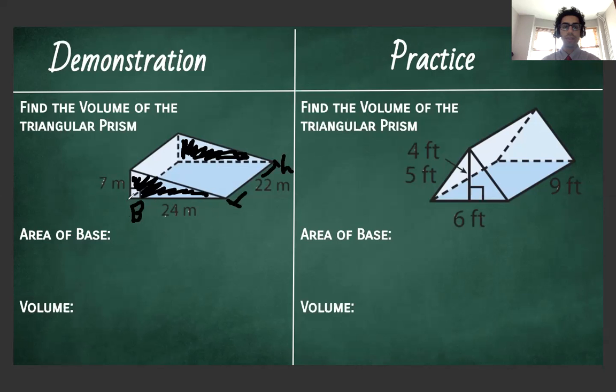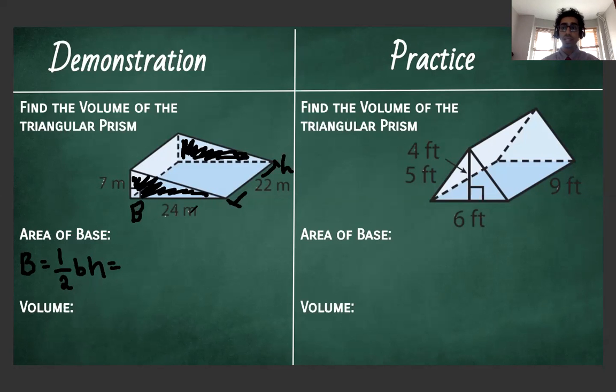Let's start off by finding the area of my base. So the area of my base, or this triangle over here, is calculated by using the formula: area equals 1/2 times lowercase b, or the base of the triangle, times the height.